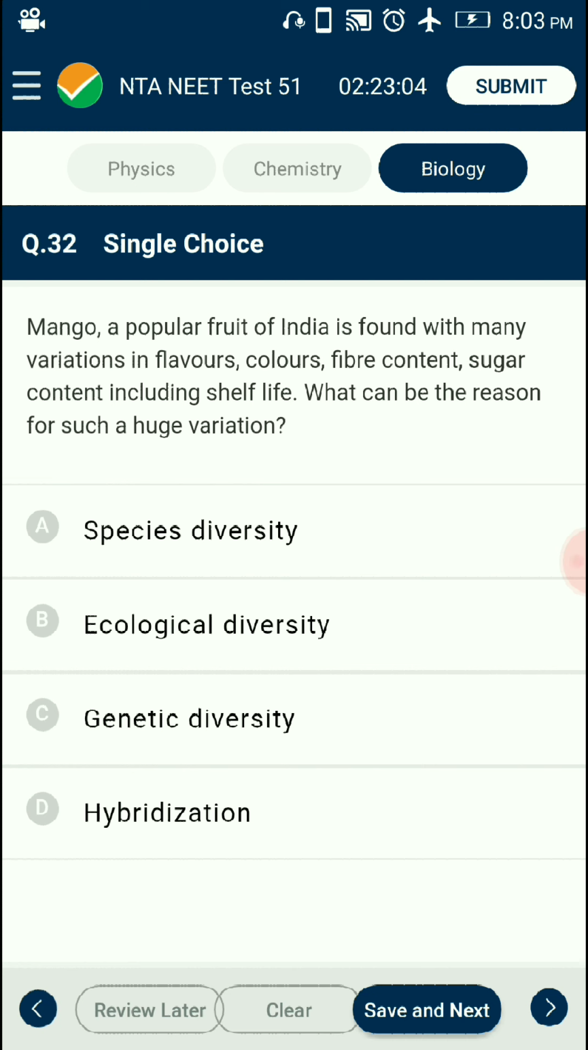Ecological diversity is the variation in the different ecosystem types found in a given geographical area. India has lots of varieties like wetlands, mangroves, coral reefs. So the answer for this question is option C, genetic diversity.